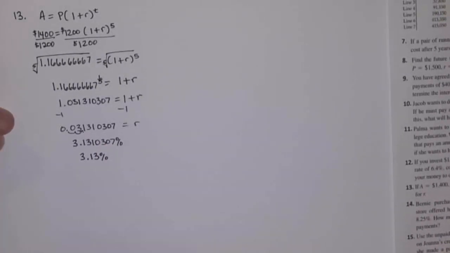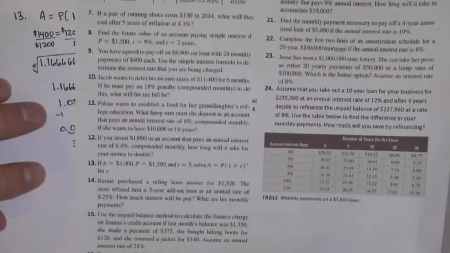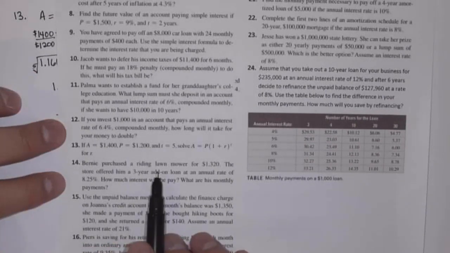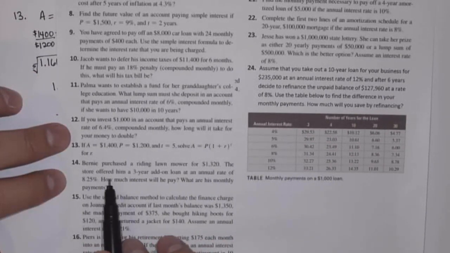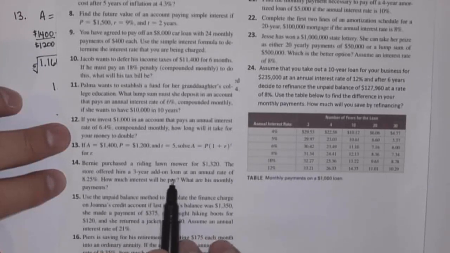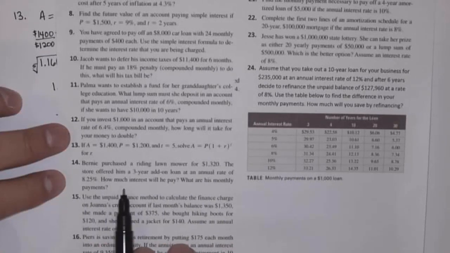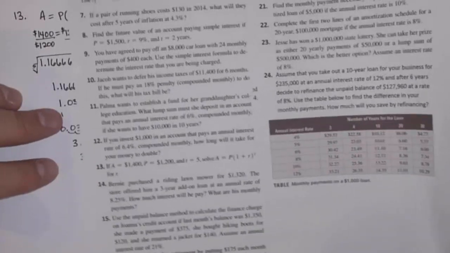Let's take a look at number 14. So in problem number 14, Bernie purchased a riding lawnmower for $1,320. The store offered him a 3-year add-on loan at an annual rate of 8.25%. How much interest will he pay, and what are his monthly payments?